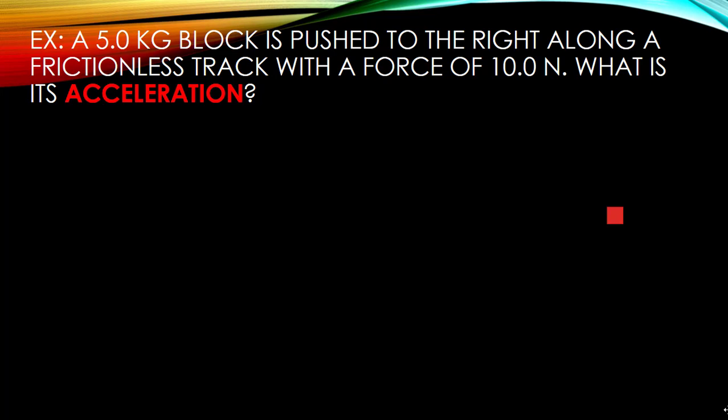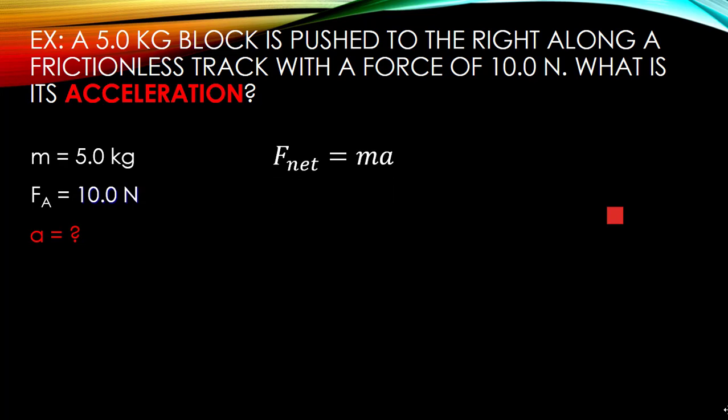So say we have a 5 kilogram block that's being pushed to the right along a frictionless track with a force of 10 newtons. What is its acceleration? In this problem, we know the mass, and we know the applied force. To find acceleration, we would have to rearrange our net force equation into the net force divided by the mass. Well, we know the mass, but we don't know the net force.